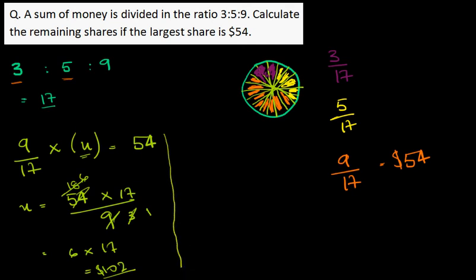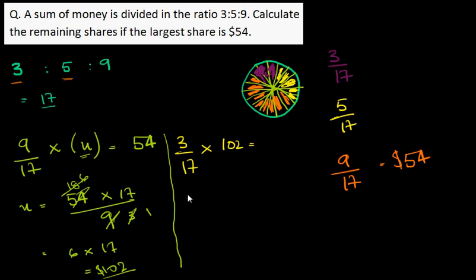Now that we've found out the total sum of money, it's so much easier to figure out the other two shares. So let's get on to it. We'll solve for the first one, or for the smallest one, and 3 parts out of 17 of this sum of money should give us the 3 out of 17 share. So let's see what that is.